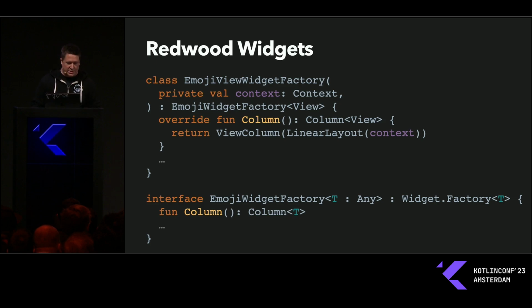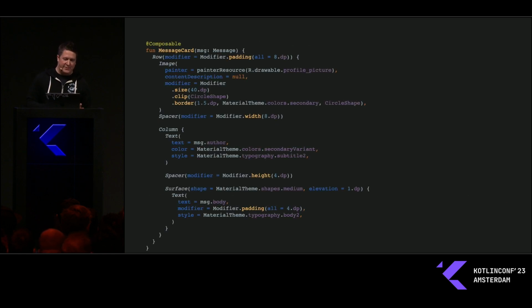All right, so that's the composables and the widget interfaces. How do they connect together to render platform native UI? I'm going to take a brief detour. This is actually Compose UI, and what I want to look at is how Compose UI executes and builds this tree.